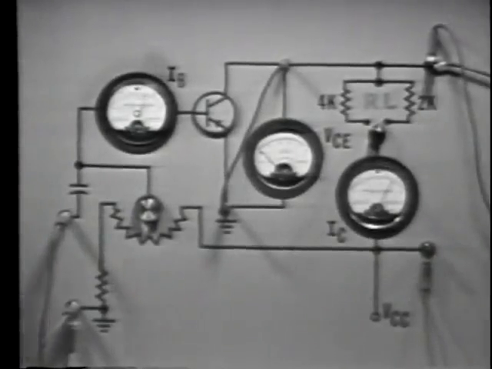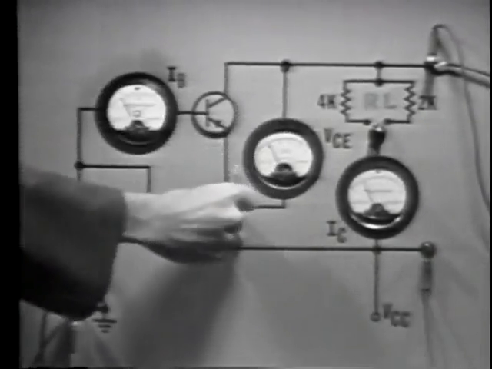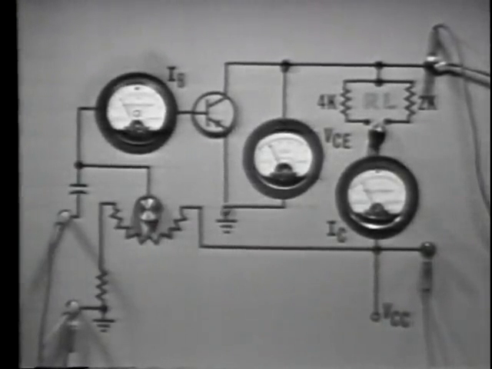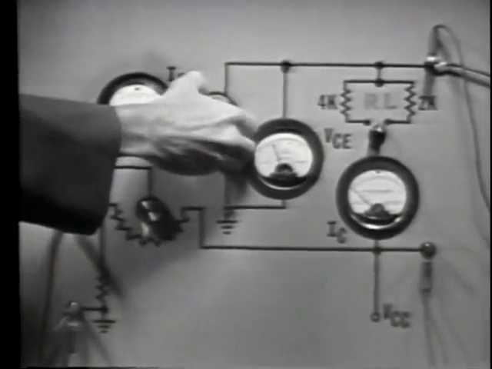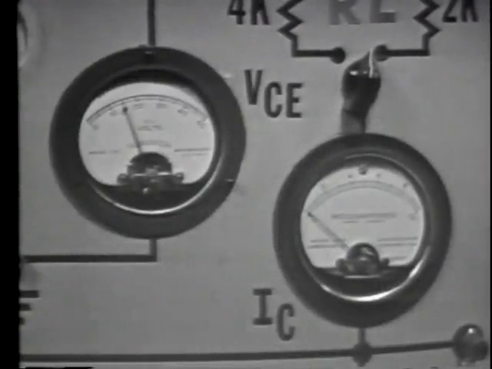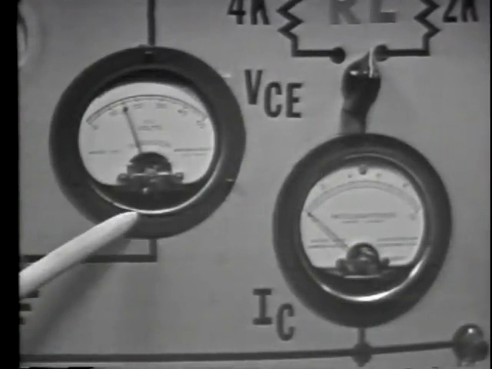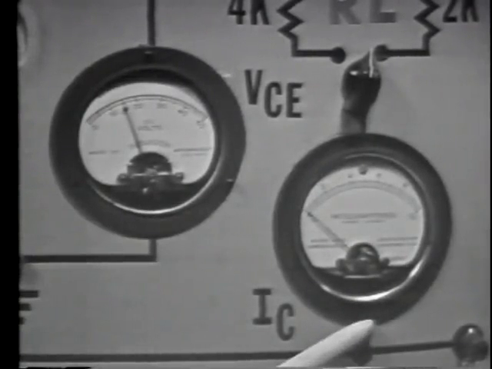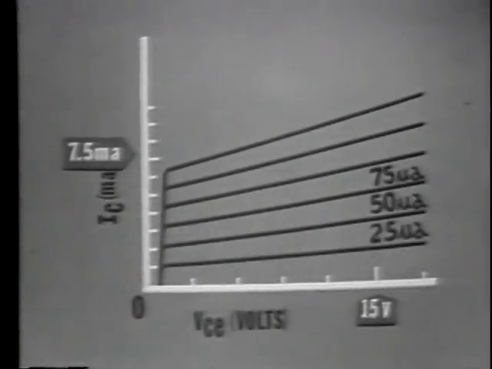Now, let's remove the short. And to show the circuit conditions when the transistor is not conducting, we'll remove the transistor from the circuit. Now we have an open, and the collector to emitter voltage is 15 volts, while collector current is 0 milliamps. This point of 15 volts collector to emitter voltage and 0 milliamps of collector current is right here on the graph. 15 volts is the maximum voltage in the circuit.